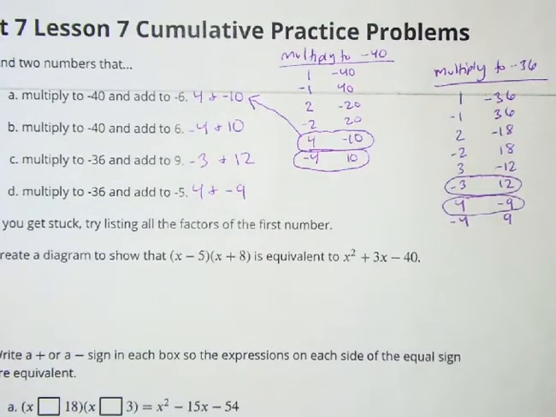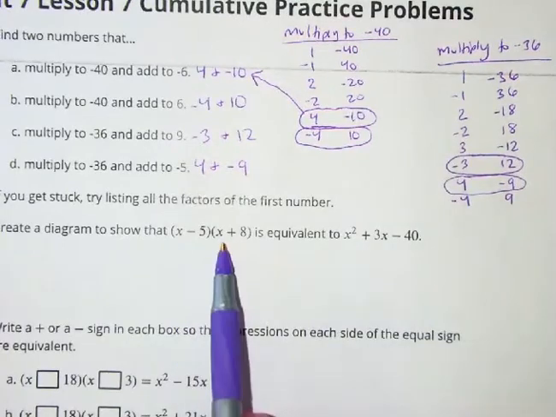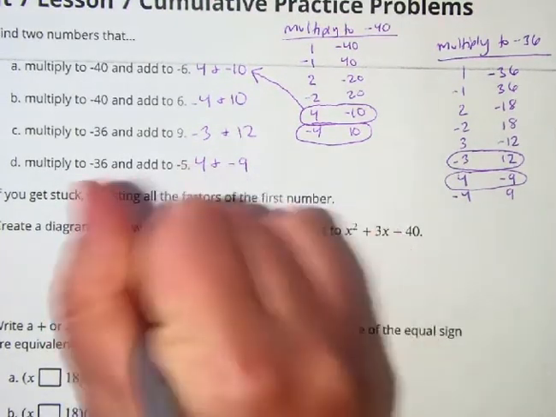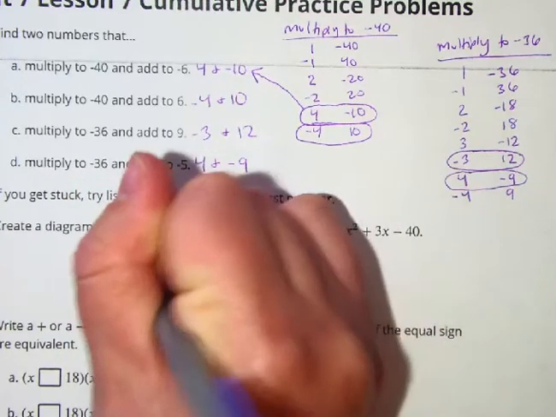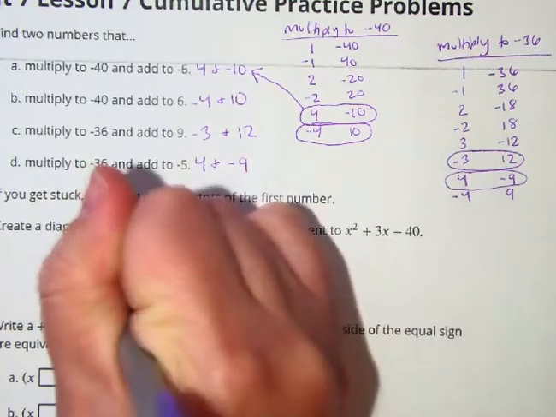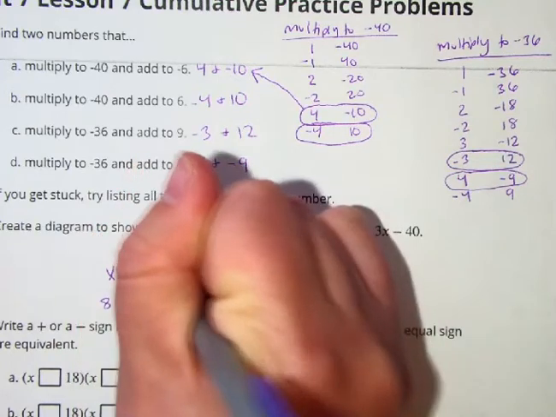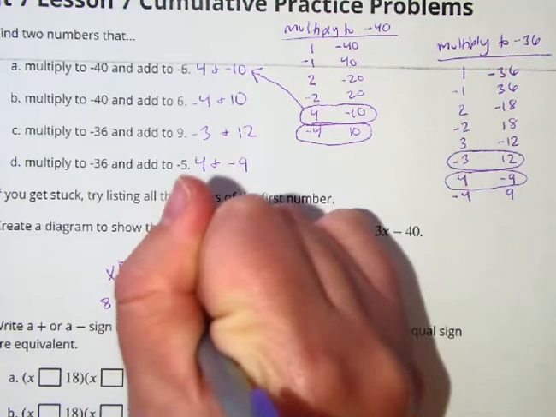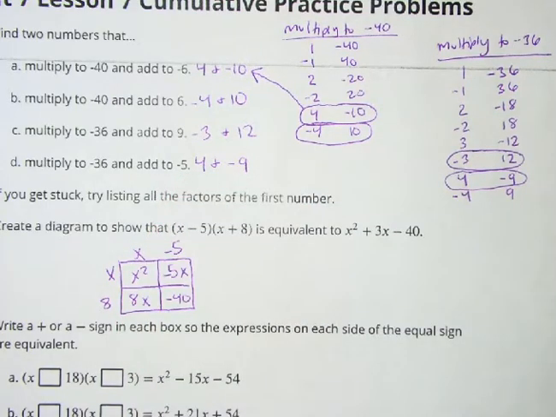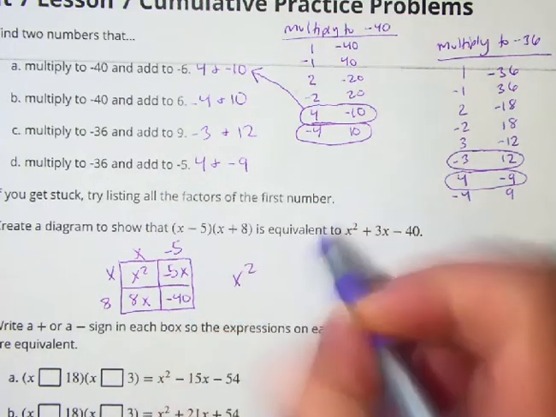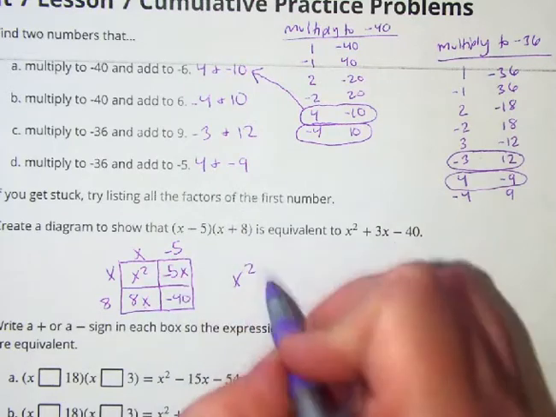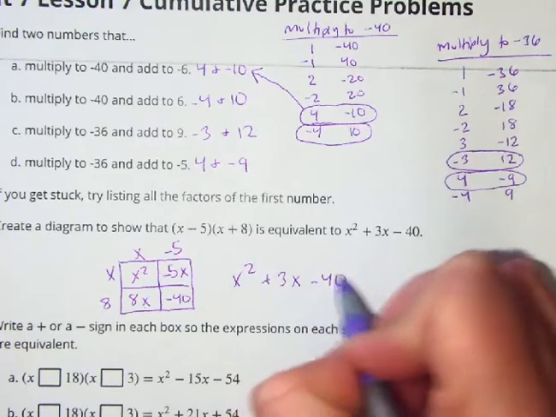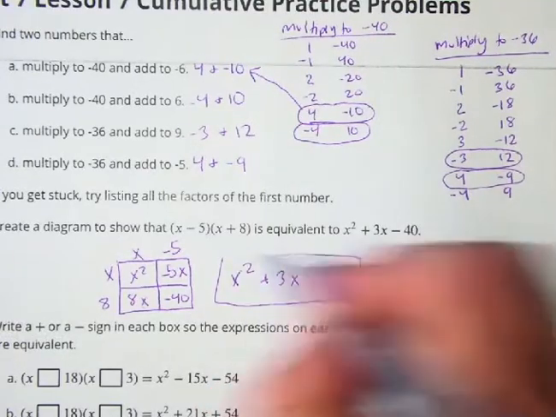For number 2, it says create a diagram to show that this is equivalent to this. So we're going to draw some boxes. So x minus 5, x plus 8, we have x squared, negative 5x, 8x, and negative 40. So that gives us x squared. 8x and negative 5x gives us a positive 3x. And then we have our negative 40. There we go.